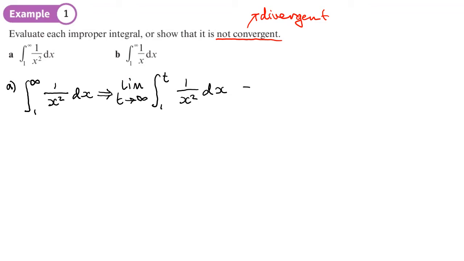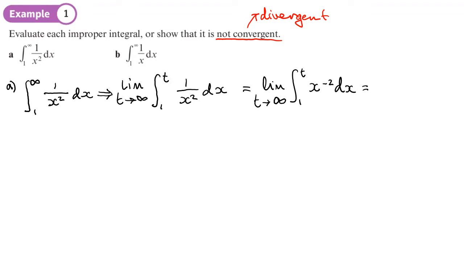So first thing to do is to integrate what we have, and at each step we should write down that it's the limit as t approaches infinity, or whatever value it needs to be. So 1 over x squared, well, that's the same as x to the power negative 2. That's probably going to be a bit easier to integrate.